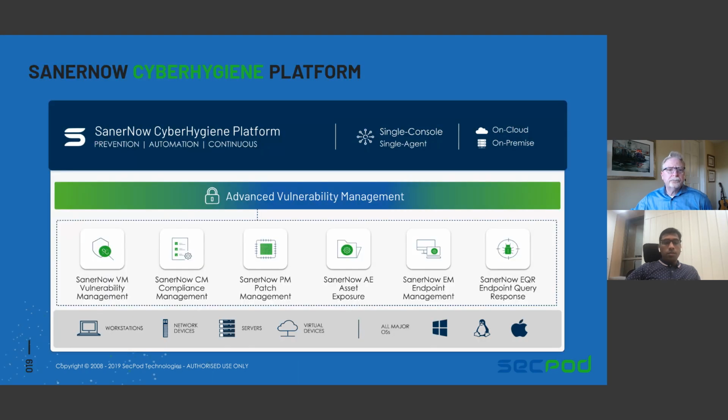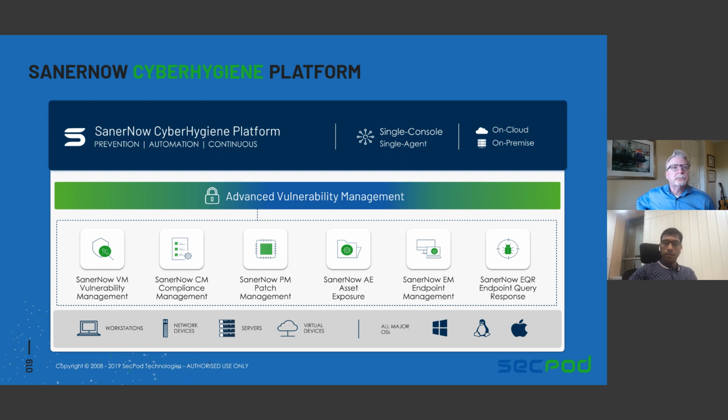So this is our platform architecture, with 6 different tools coming together on a single console: vulnerability management, configuration and compliance management, patch management, which is an integrated remediation for fixing software vulnerabilities. Then we have an asset visibility and exposure tool that gives continuous visibility into the IT assets, but also identifies a number of exposures which the environment inherently has.